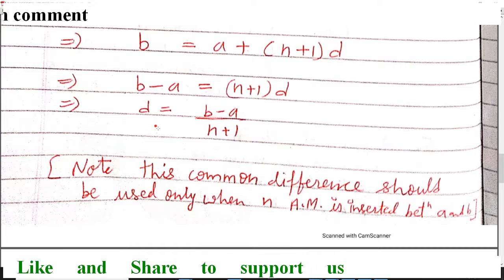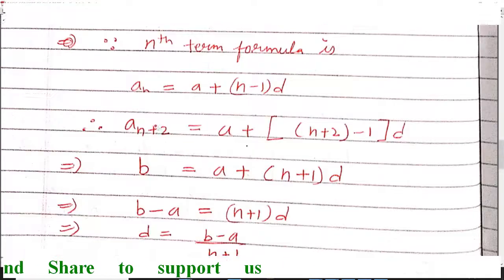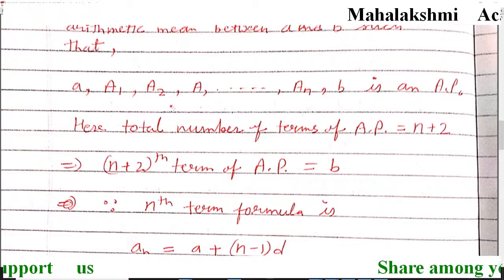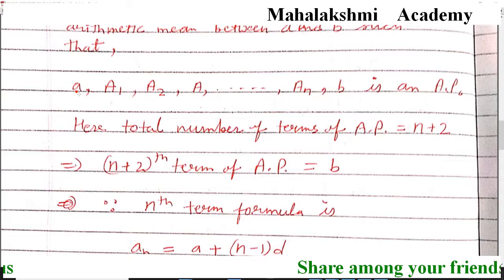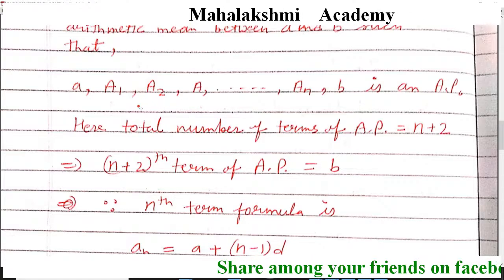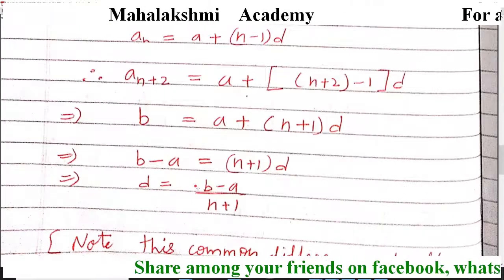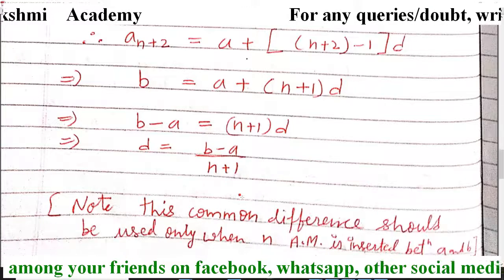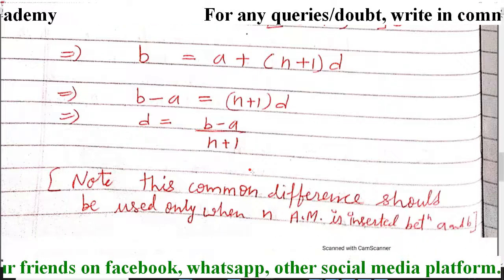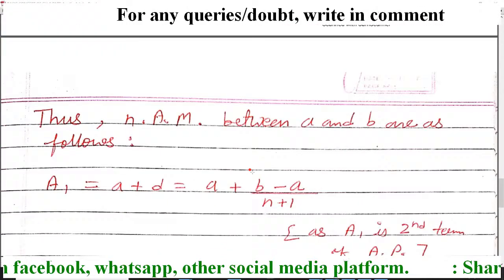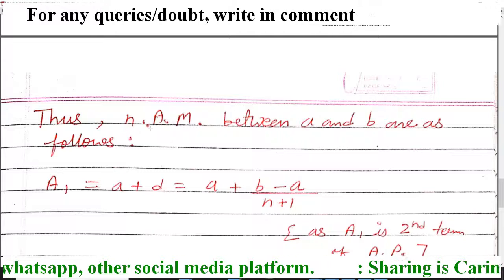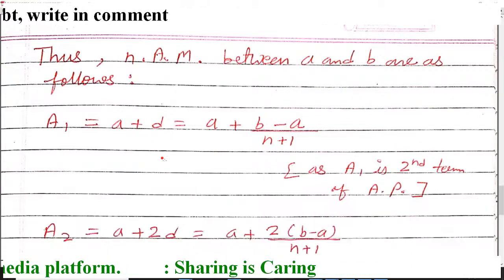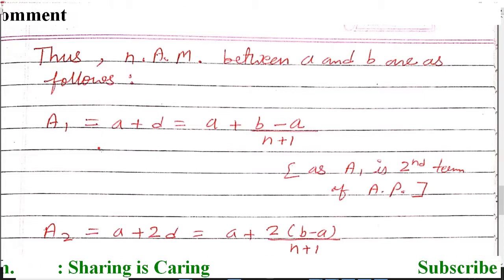So now, after getting a and b, just come to the series. In this AP, the first term is a, and the common difference for this AP, which we already calculated, is b minus a upon n plus 1. With the help of a and b, we can get the other remaining terms also. So the arithmetic means between a and b are as follows. Now we are going to get the formulas for all the arithmetic means.